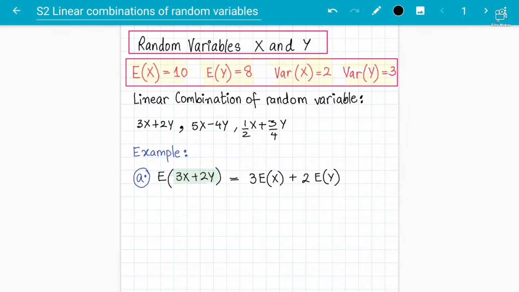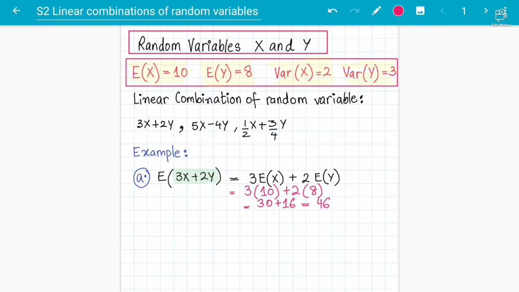So it will be 3 times the mean of x plus 2 times the mean of y, students. And here we go, the answer will be 3 times 10 plus 2 times 8. So it's going to be 30 plus 16, since 2 eights are 16 and 3 tens are 30. So 30 plus 16 will make it 46. So we got the mean answer as 46.